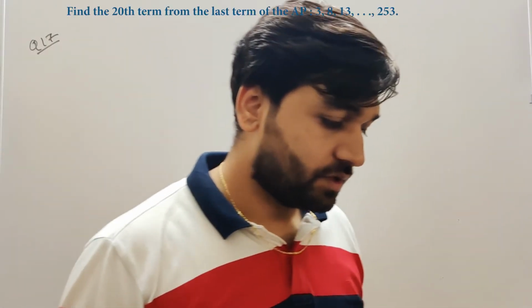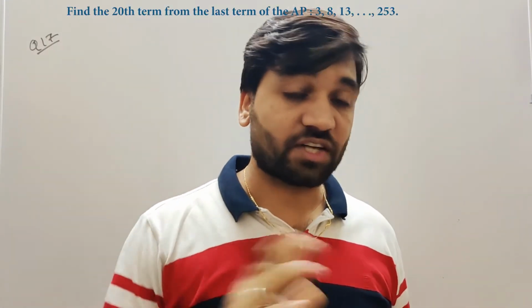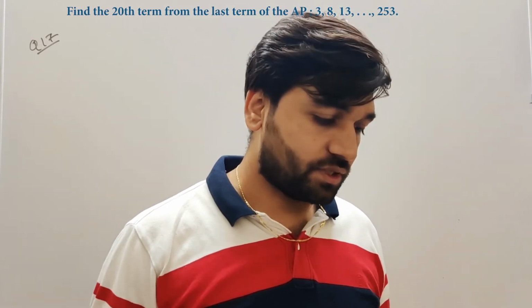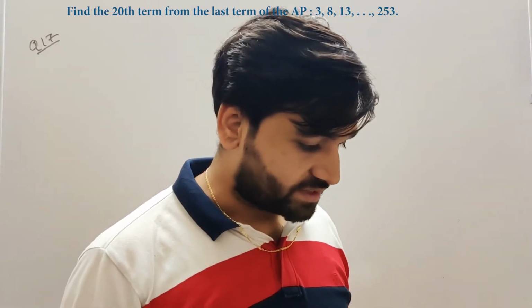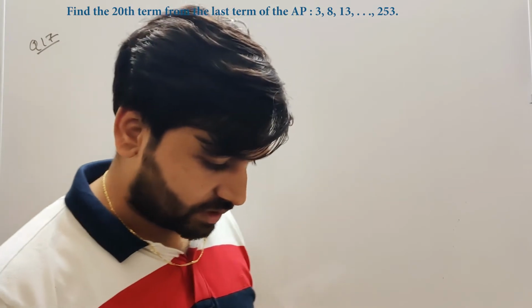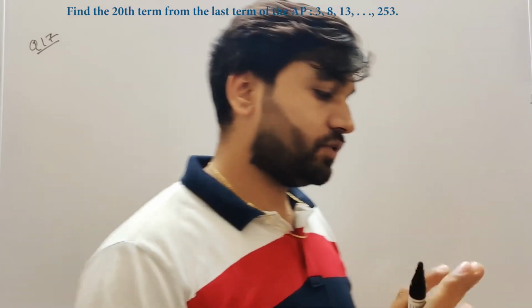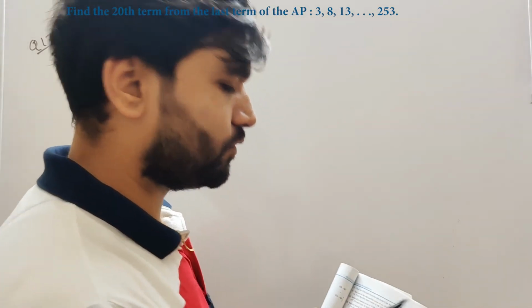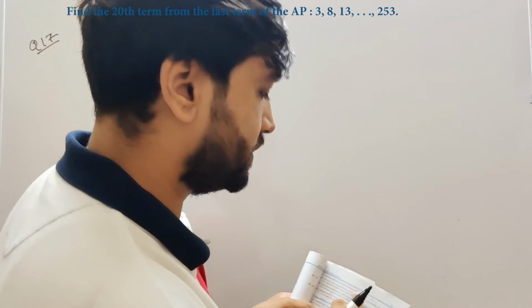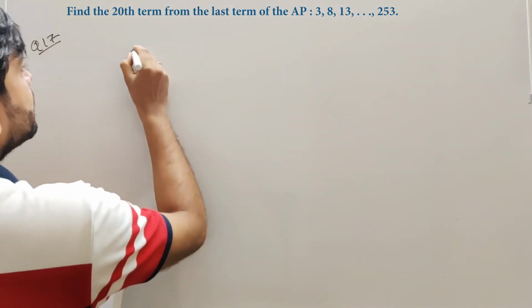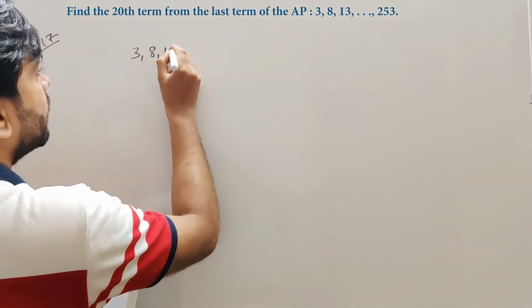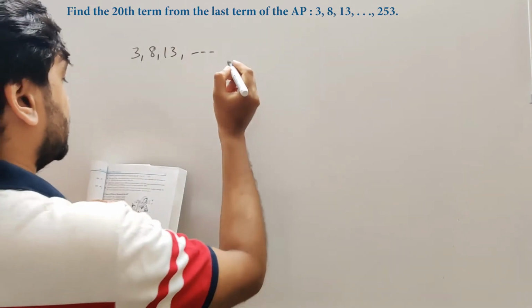Alright, so the next question, number 17. Find the 20th term from the last term of the AP. This question is very similar to one of the examples. It's example number 8. Okay, so how do we do it? Find the 20th term from the last term. So first of all, I'll write down the AP. How is it given? 3, 8, 13, dash dash, 253.